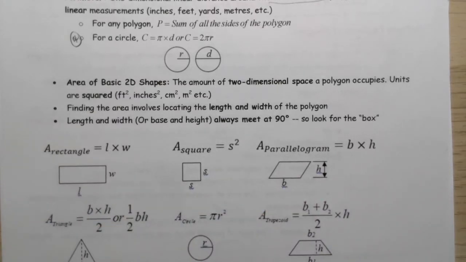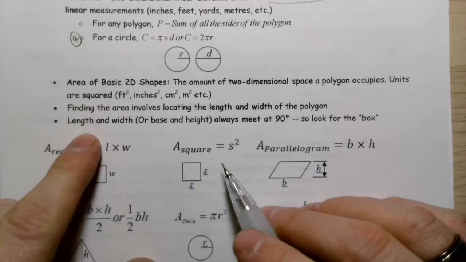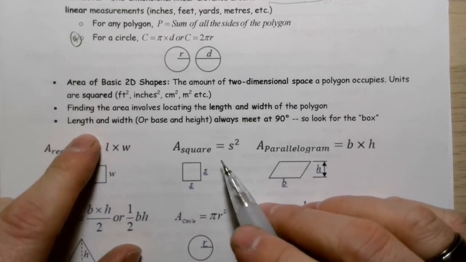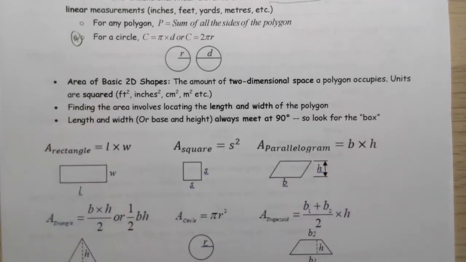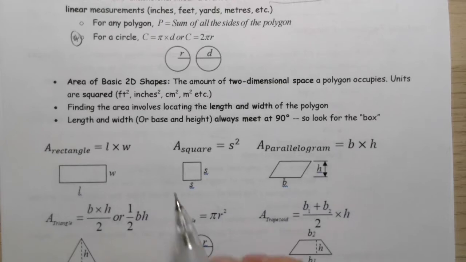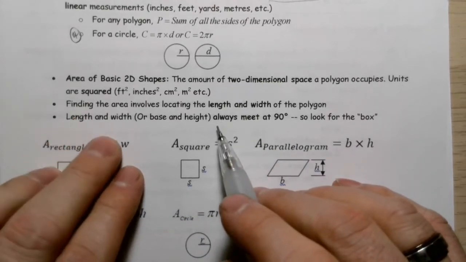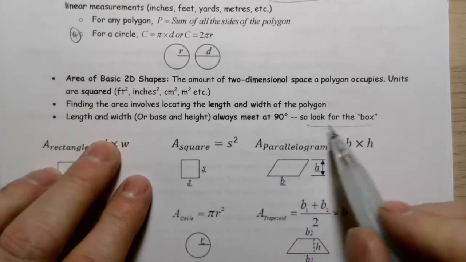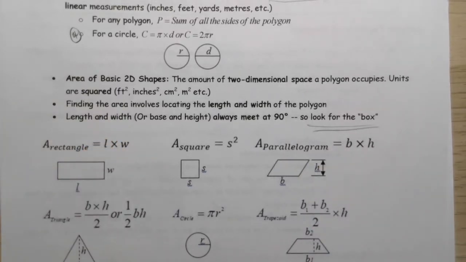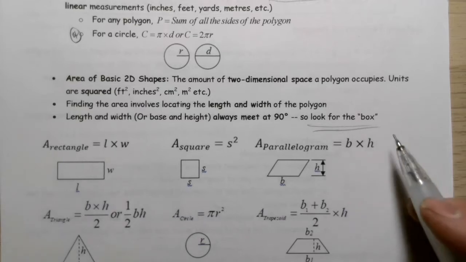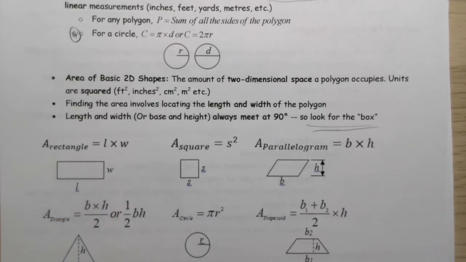Now that's part of it. It can be a fair bit more complicated than that. But yeah, length and the width of the polygon. The way we calculate it is going to differ from polygon to polygon here. So we want to make sure that we've given you some examples of how to do this. But typically, if you've got two sides, a length and a width, that meet at 90 degrees, we're going to look for that box, because then finding the area of the box is really just about multiplying length times width.